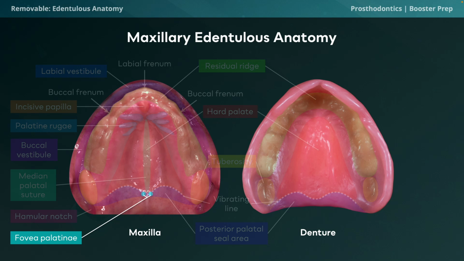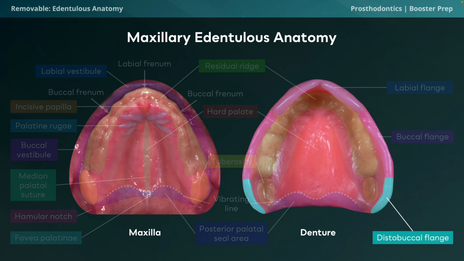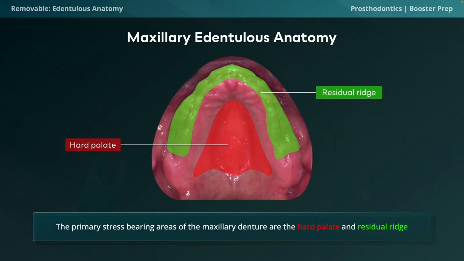There are also several important structures on the maxillary denture itself that are created during the complete denture fabrication process. The labial flange is the portion of the denture that occupies the labial vestibule, and the buccal flange is the portion that occupies the buccal vestibule. And finally, we have the distobuccal flange. Together, the flanges provide a peripheral seal and help stabilize the maxillary denture.